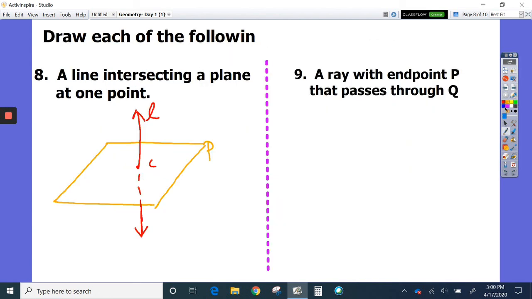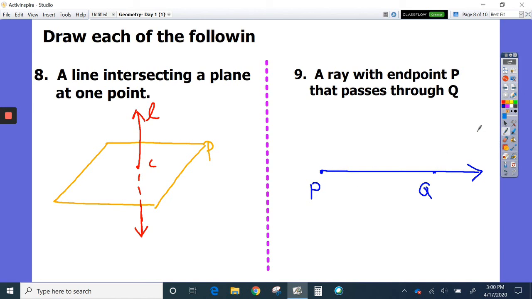Let's go to the next problem. You have to draw a ray with an endpoint of P that passes through Q. A ray starts from one point and keeps going in one direction. We know that this ray has an endpoint of P, and it passes through another point, Q. So this is how we can represent a ray.